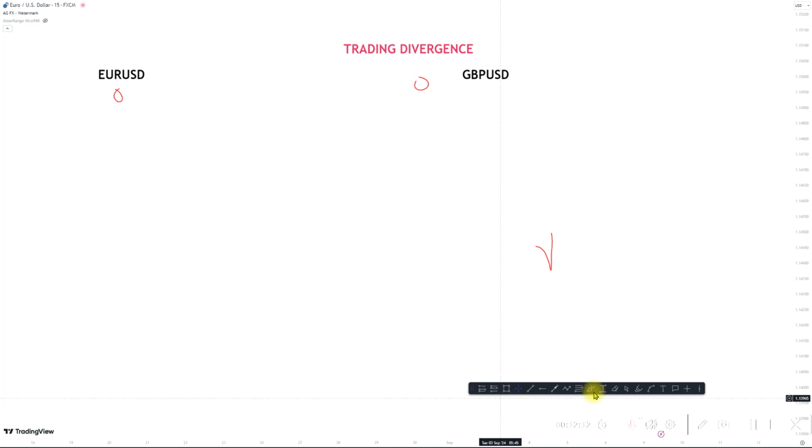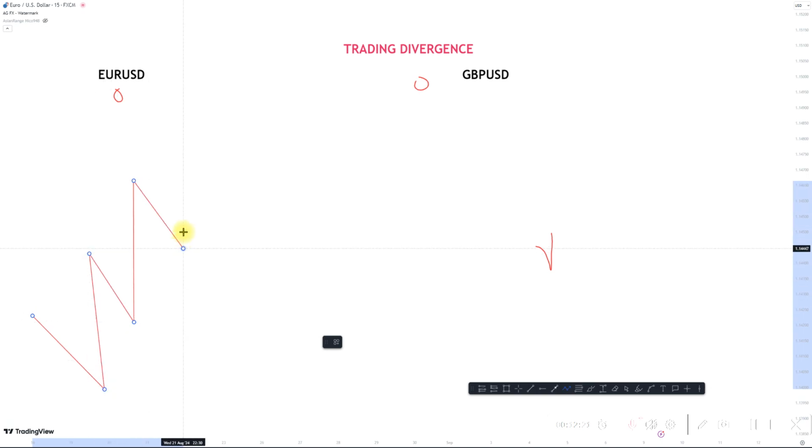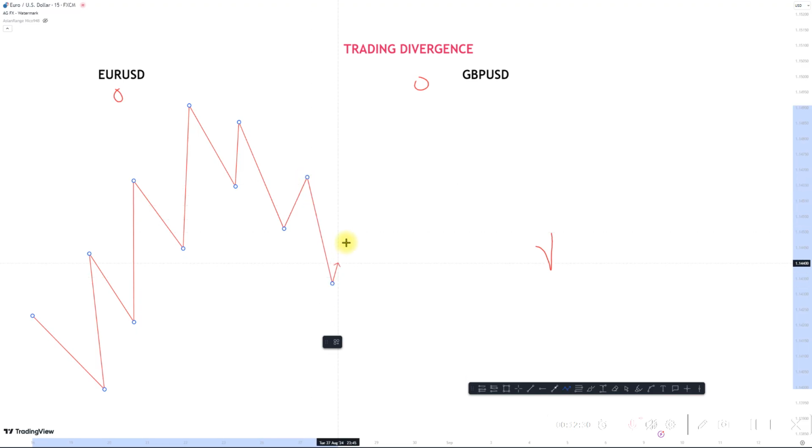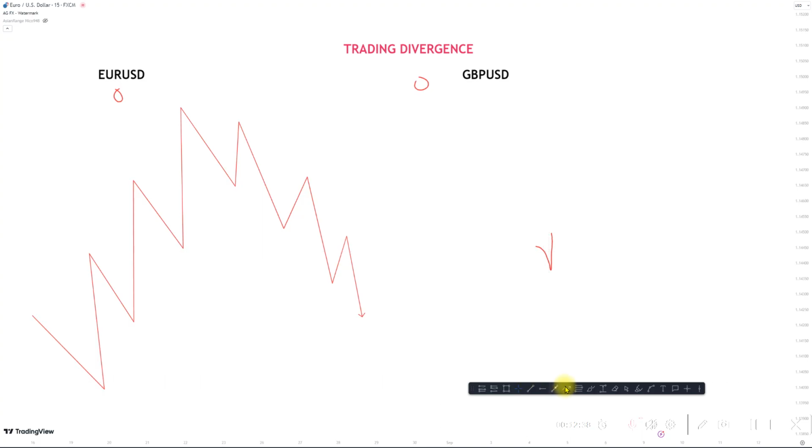Let's say the market was buying, it has been buying and buying, then suddenly this changes, and then we start selling. This is for Euro USD, right? So let's say this is for Euro USD, and then for GBP USD, we're also buying.